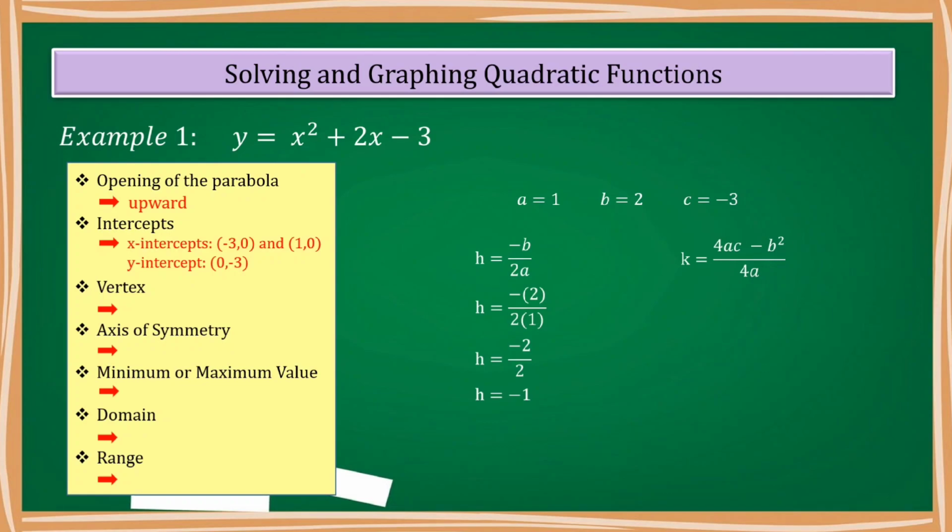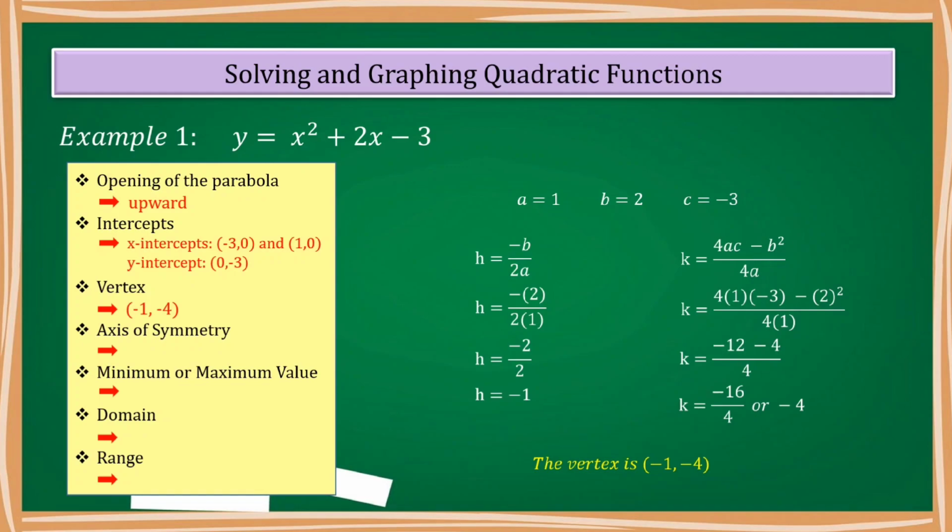So, just substitute the value of a, b, and c. We have 4 times 1 times negative 3 minus 2 squared all over 4 times 1. Then, negative 12 minus 4 all over 4. The result is negative 16 over 4 or negative 4. So, yung value naman ng k natin is negative 4. Ano yung magiging vertex? The vertex is point negative 1, negative 4.